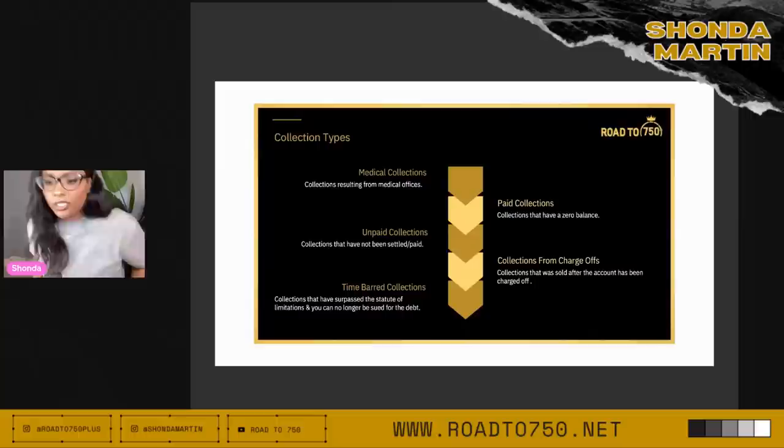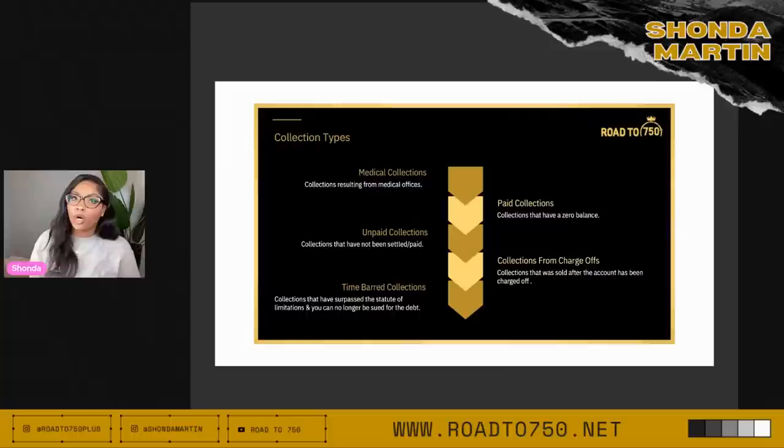And then the other type is collections from charge-off. Technically speaking, most financial educators will probably group collections from charge-offs in with paid or unpaid collections. I specifically put these in their own category because I personally dispute them in a different way. Again, it's just my personal strategy. Collections from charge-offs are collection accounts that were previously charged off. So it was previously with the original creditor, and the original creditor sold it to a collection agency or a debt buyer. I'll get into details when we get there.